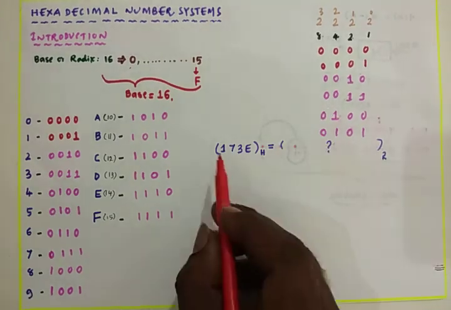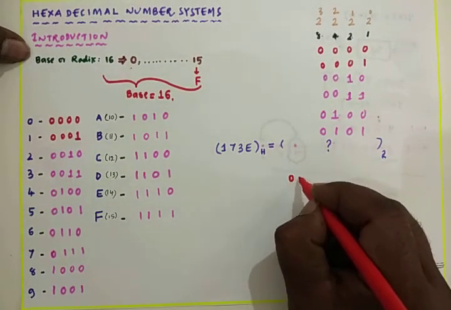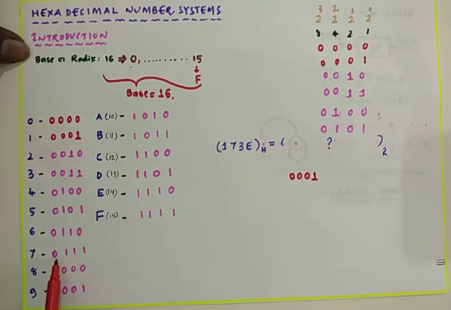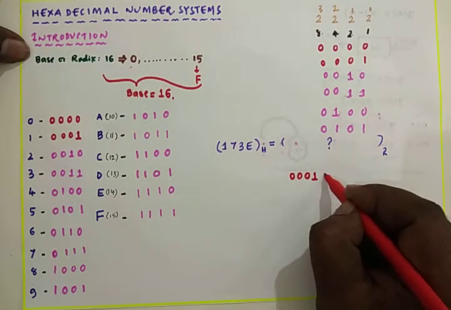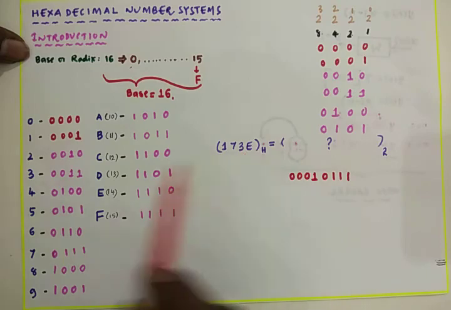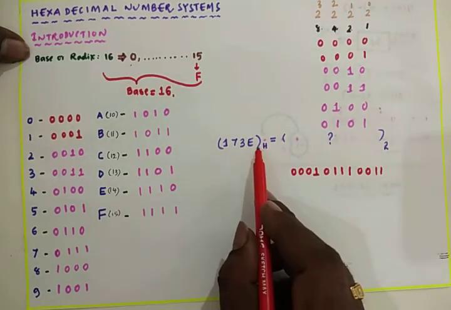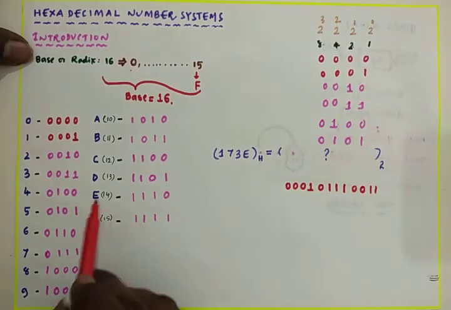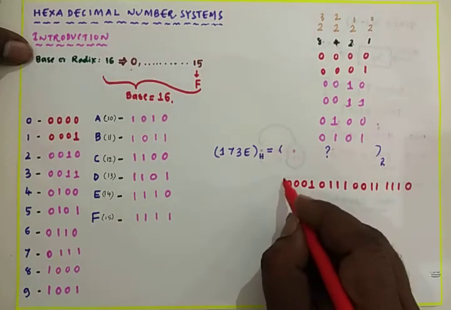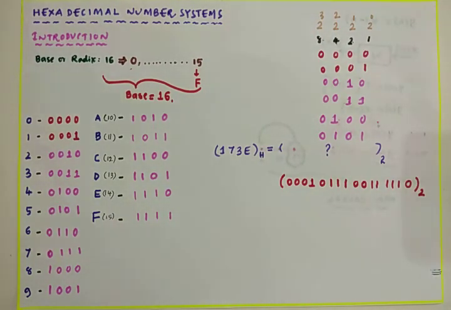First digit is 1. 1 means 0001. That is done. Next, 7. 7 is 0111. Next is 3. 3 means 0011. Next is E. E is nothing but 14, that is 1110. And the base is 2 now.